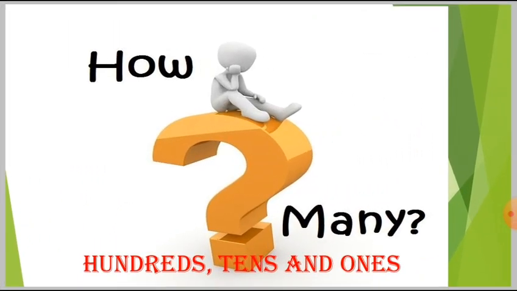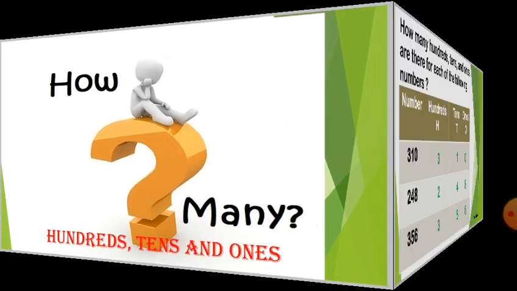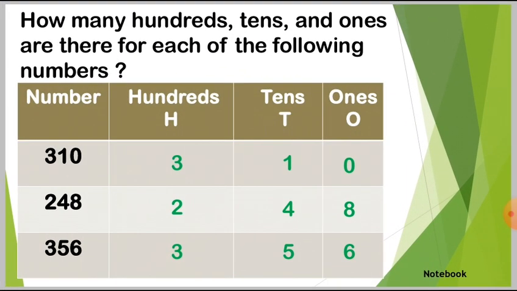Now I am going to show you some more numbers and you have to say how many hundreds, tens and ones are there in that number. Okay, are you ready? Alright. So look at these numbers. In this column, the numbers are given. Here you have to write the hundreds place digit and here you have to write the number of tens. Here you have to write the number of ones.